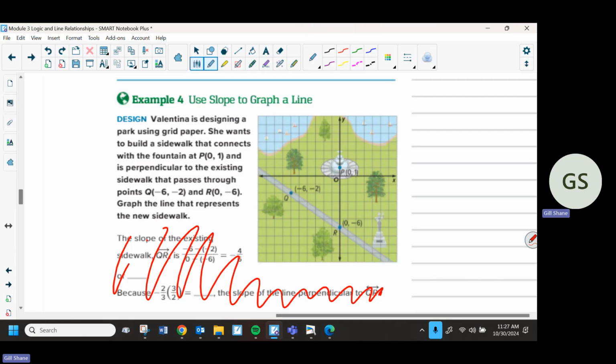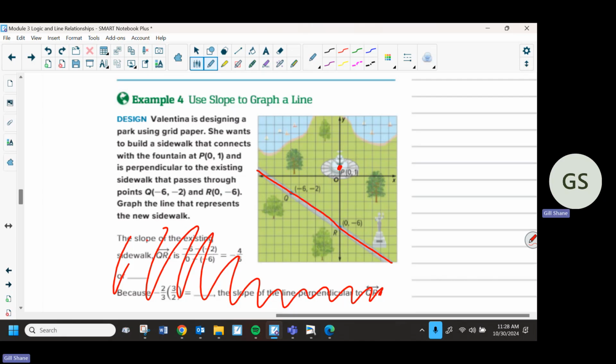They give you this whole thing about a fountain. I want you to read through it and try to understand it because a lot of the EOC is reading comprehension, but it boils down to creating, and down in the solution they draw an actual graph. This is the line going through those 2 points. They want a line perpendicular to that goes through that point.